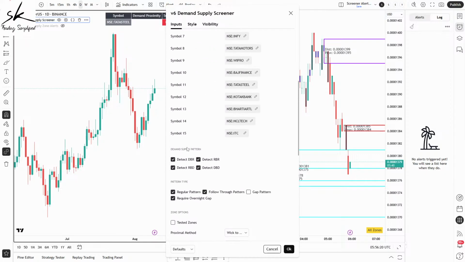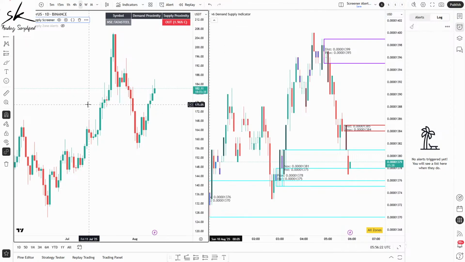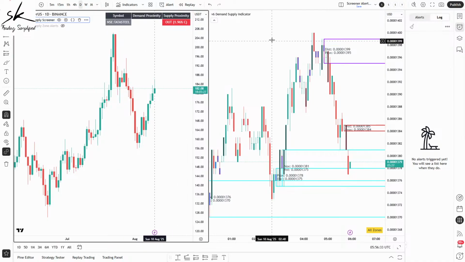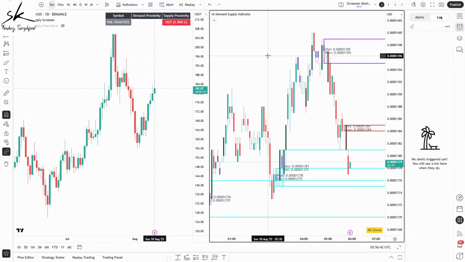Here I've given a list of 15 symbols. If I was doing it manually, I would have to go through all 15 symbols. But now I know that out of these 15 symbols, only Tata Steel is closer to supply. If I'm doing my homework and analysis, I don't have to look at the other 14 because they are not closer to demand or supply areas, and that is how time saving it can be.